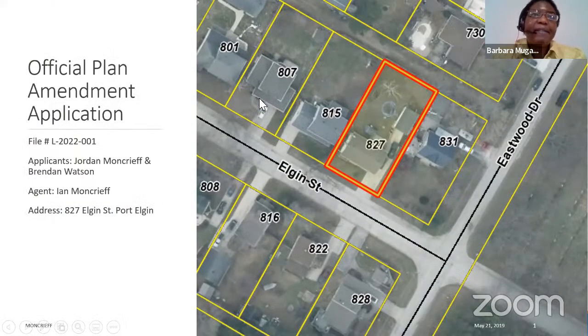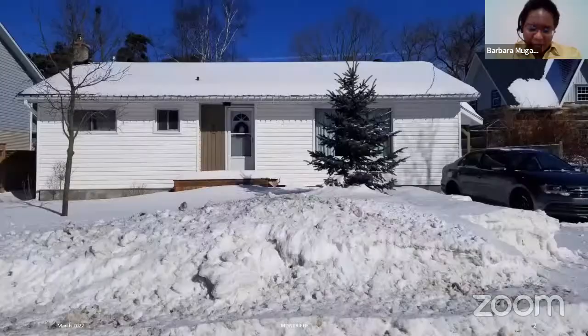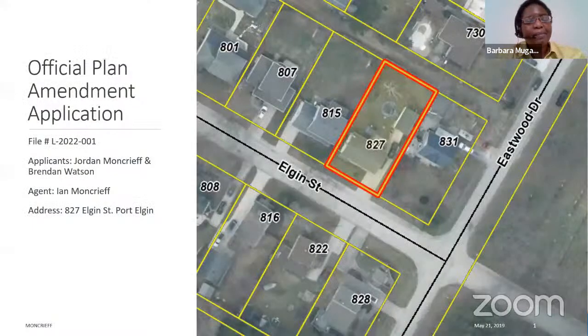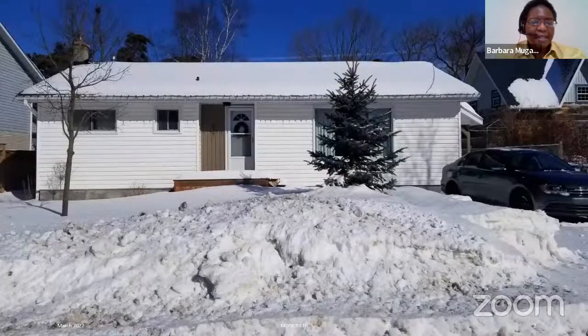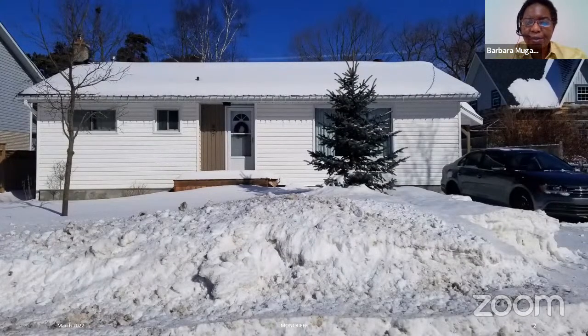Yes, good evening, committee. We have received an application for an official plan amendment. And this is in relation to the site with the civic address 827 Elgin Street, right here in Port Elgin. This site is within an established residential neighborhood. There's a cemetery to the east. The site is presently occupied by this bungalow. There is also a detached garage and 2 sheds.